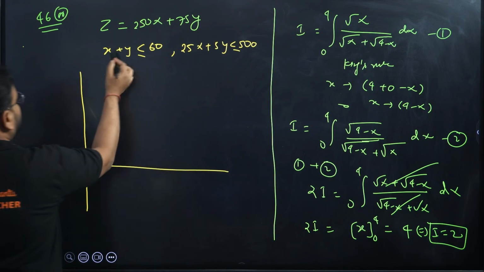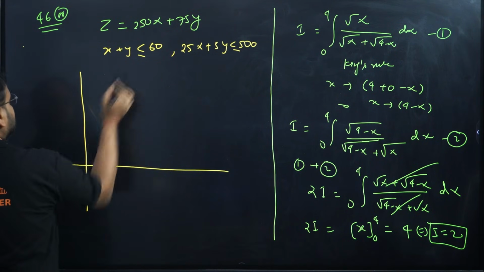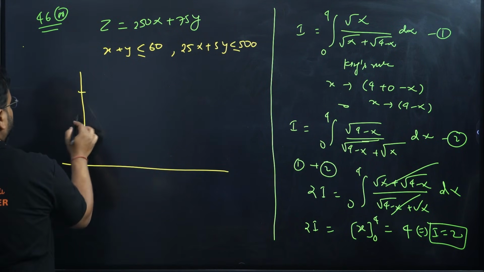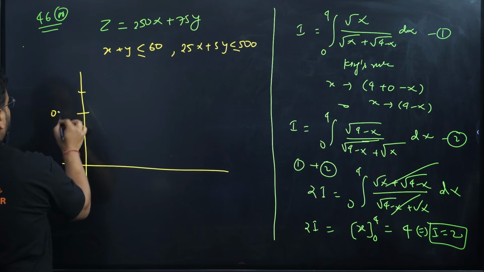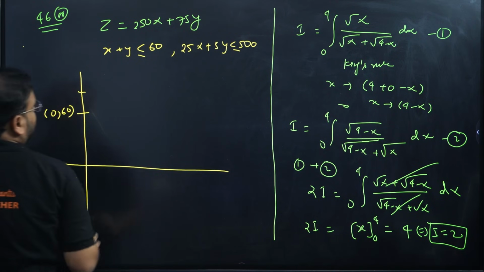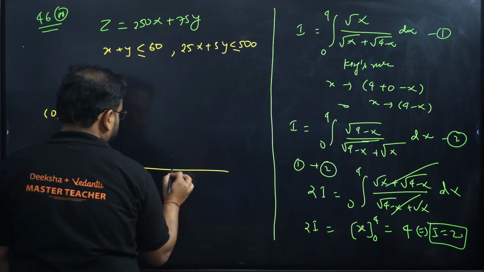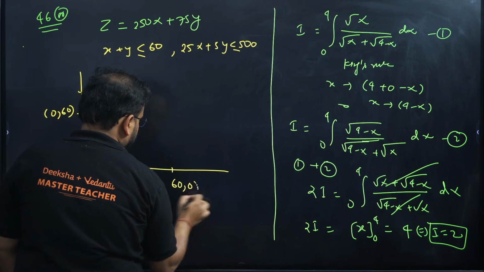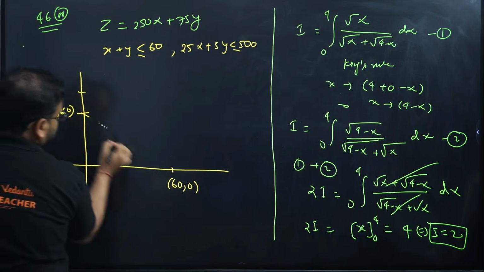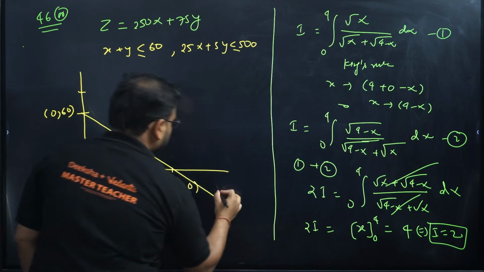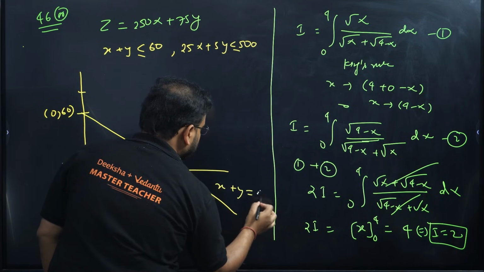So first equation will be what? When you put x as 0, y is 60. Excuse me, I'll draw it over here. 0 comma 60. When you put y 0, x is 60. This is the curve. This represents x plus y equal to 60.